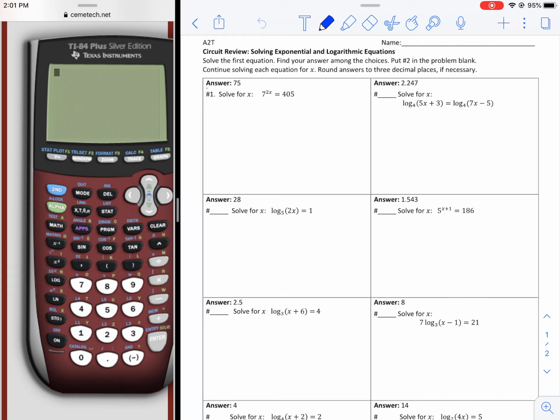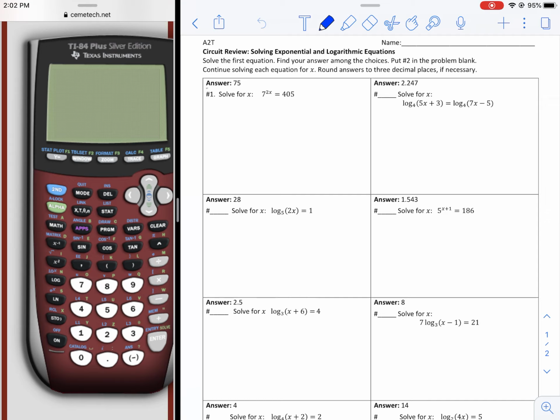So the first problem. Now the key to solving exponential and logarithmic equations is that if you're trying to solve an exponential equation, you change it to log form, and if you're trying to solve a log equation, as long as there's not a log on both sides, you're going to change it to exponential form. So one form kind of undoes the other.